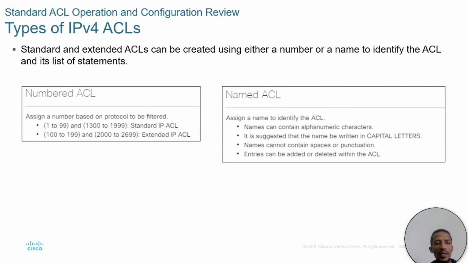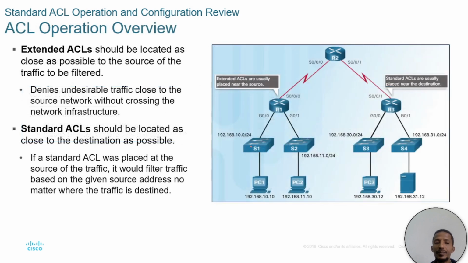Both standard and extended access control lists can use numbering and naming. If you don't want to forget, naming is the preferred one, but you can assign a number. Make sure that if you want to use a standard one, you use numbers from 1 up to 99 and from 1300 up to 1999. The same applies to the extended one, but whenever you use naming, make sure you use capital letters.